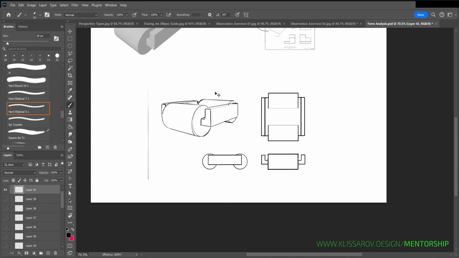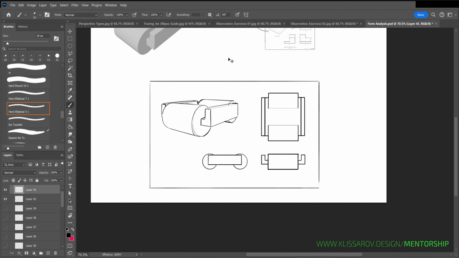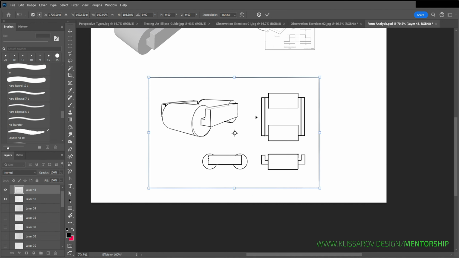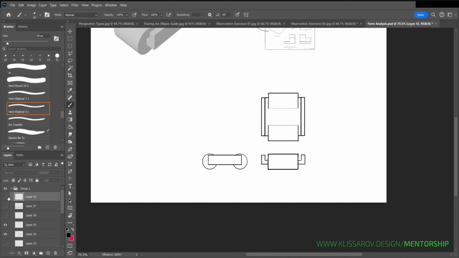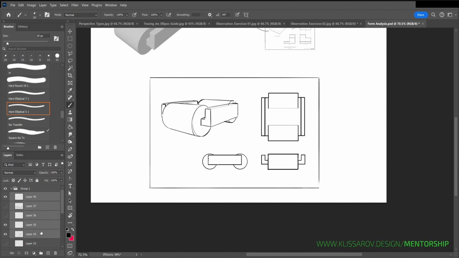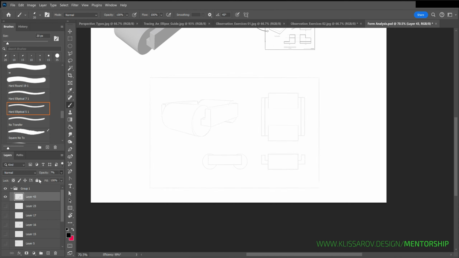Damn it. Wait. Okay. And wait a second. There we go. Okay, we position them on a rough piece of paper. We lower the opacity, and we retrace it properly.